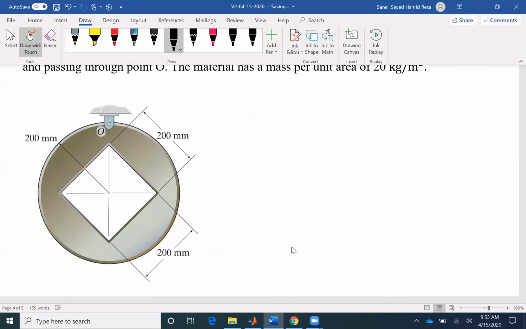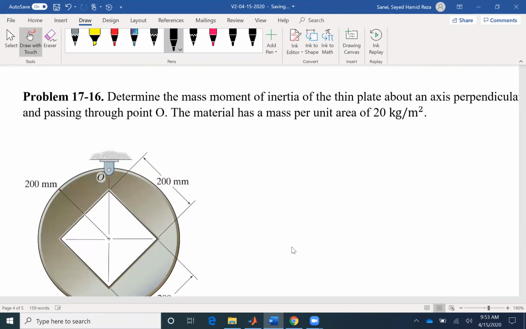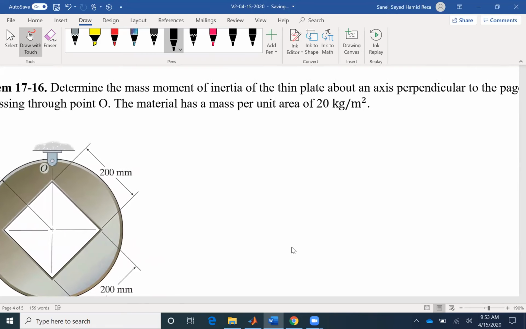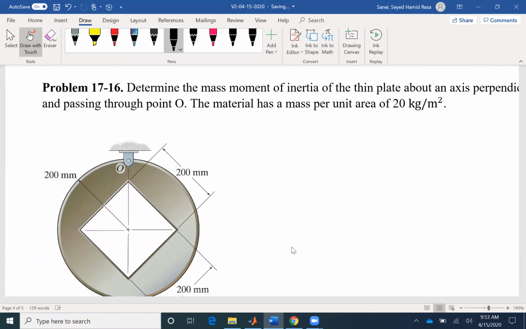Now let's solve a problem for composite bodies. Determine the mass moment of inertia of a thin plate about an axis perpendicular to the page, so the z-axis, and passing through point O. So the trick of the problem is that we want I about point O. For a plate and a disk, usually the moment of inertia is reported about their center. So we have to use the parallel axis theorem to move the axis of rotation for us.